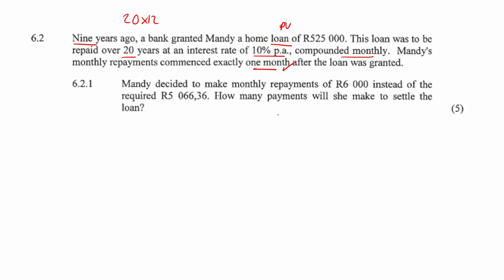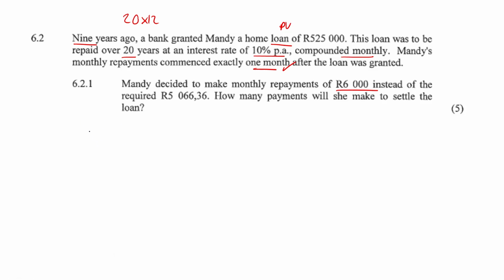What's the question asking? Mandy decided to make monthly repayments of 6,000 rands instead of the required 5,066.36 rands. So she wants to pay 6K instead of 5,066 rand 36 cents. How many payments will she make to settle the loan? So she wants to do it fast, sharp. She doesn't want to waste time, pay additional interest, doesn't want to do none of that.